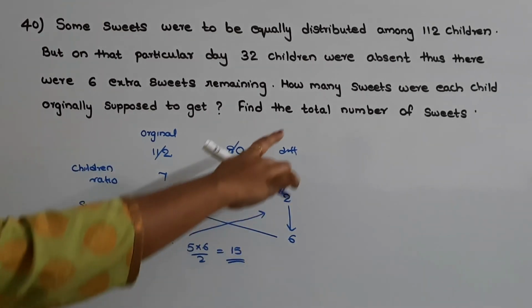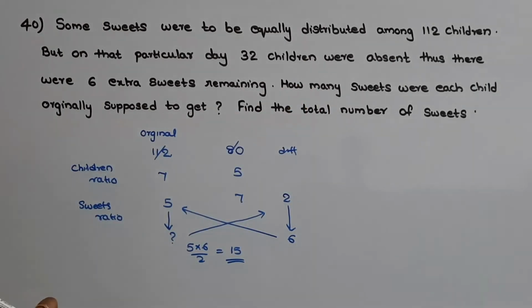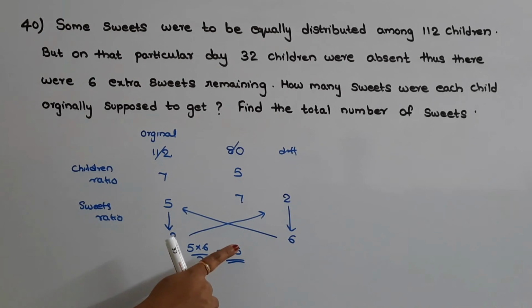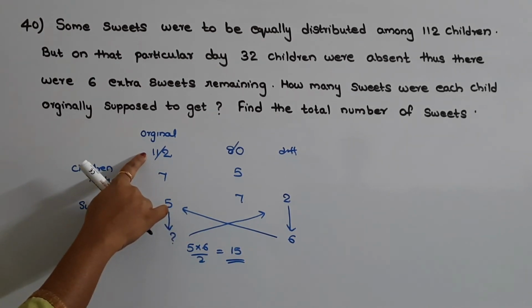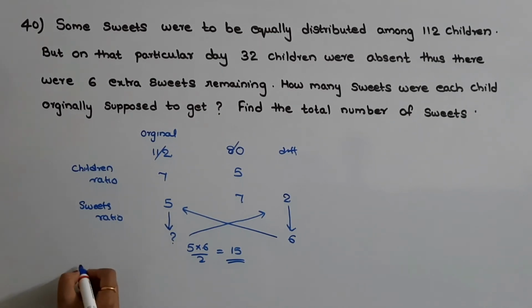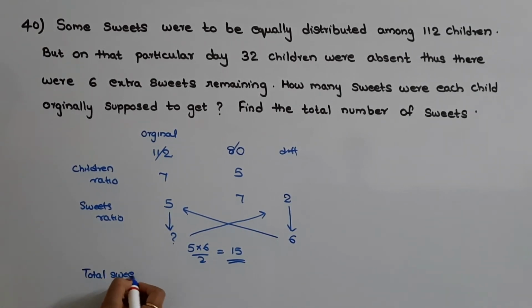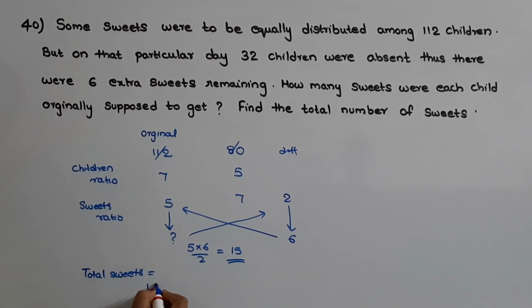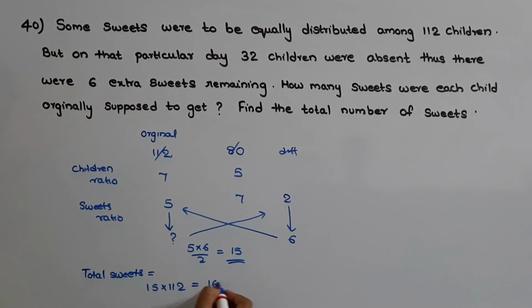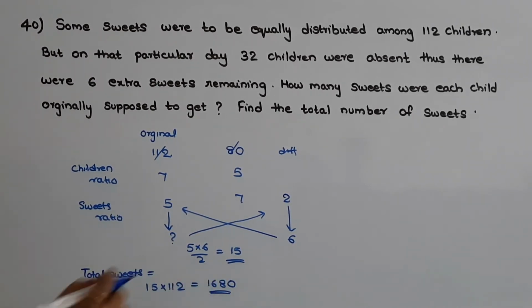Okay. Now let us find out the total number of sweets. Okay. If each child should get 15 sweets originally, then what will be the total number of sweets? That will be 15 into total children. That will be 15 into 112. Okay. So total sweets will be equal to 15 into 112. That is equal to 1680. So total number of sweets will be 1680.